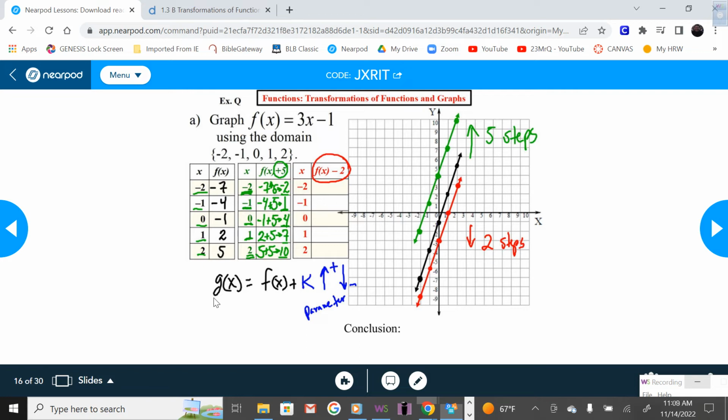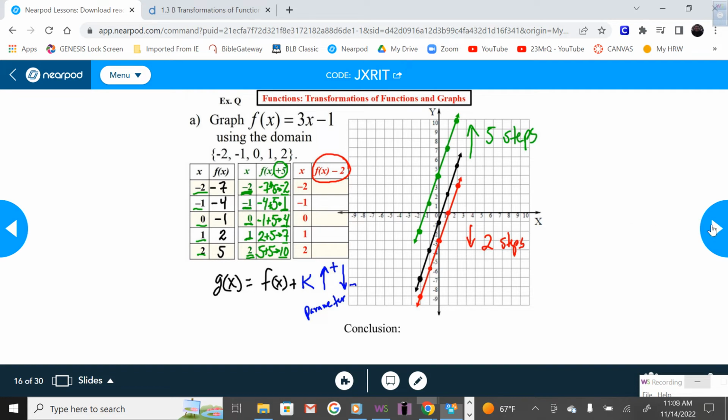That's where we got our new general rule, g of x equals f of x plus k, where k is a parameter. If we substitute a positive value, it goes up. If we substitute a negative value, it goes down. Yes? Okay, we're ready to move on, yeah?